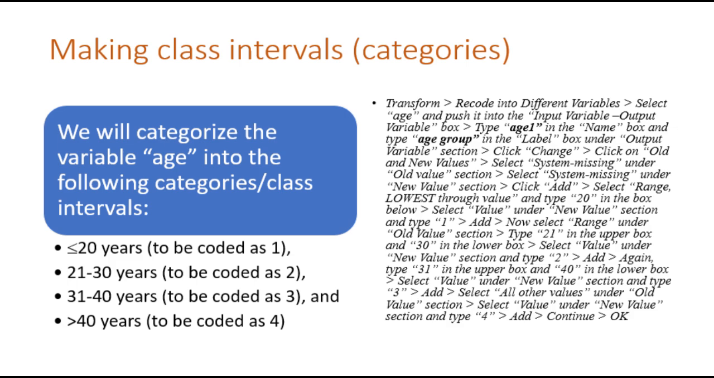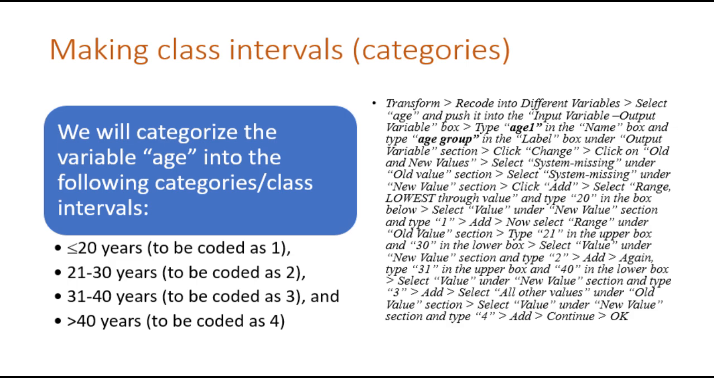Next, select age and push it into the Input Variable, Output Variable box. Next, type age1 in the Name box and type age group in the Label box under Output Variable section. Next, click Change. Next, click on Old and New Values. Next, select System Missing under Old Value section. Next, select System Missing under New Value section. Next, click Add. Next, select Range, lowest through value, and type 20 in the box below. Next, select Value under New Value section and type 1.